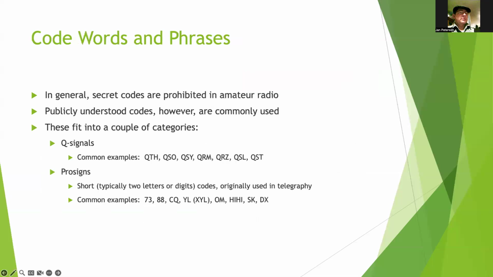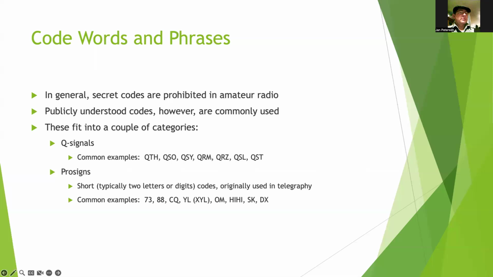Okay. Code words and phrases. So, in general, secret codes are not allowed, right? You can't use a secret code or a cipher. But publicly understood codes are commonly used. And they generally fit into two different categories. You have your Q signals and your prosigns. And the Q signals are typically 3-letter codes that start with the letter Q, hence Q signals.